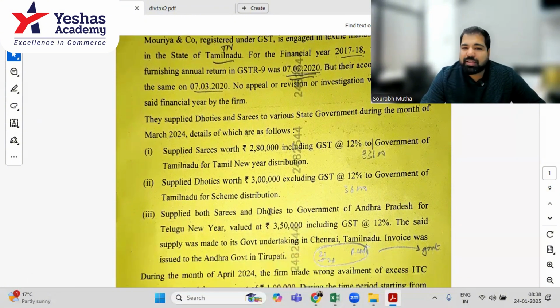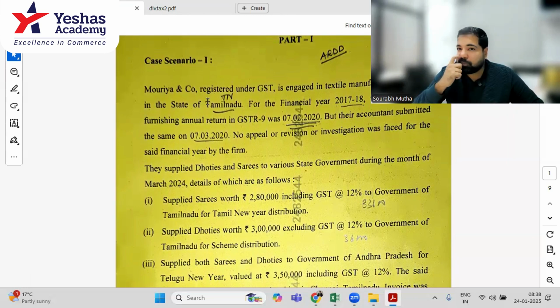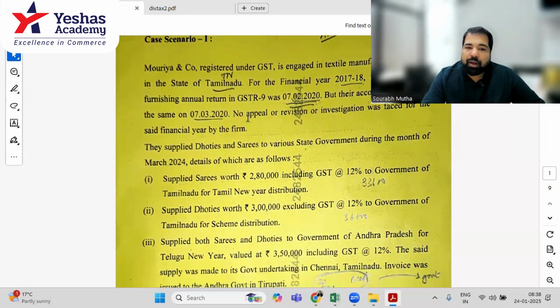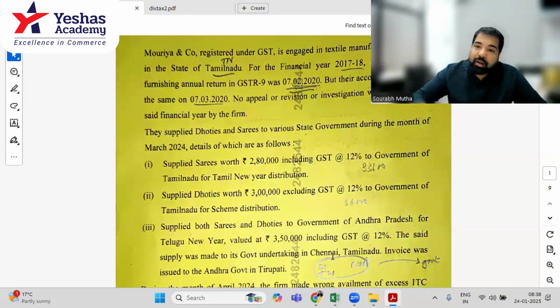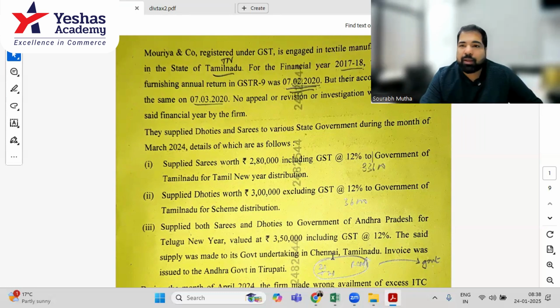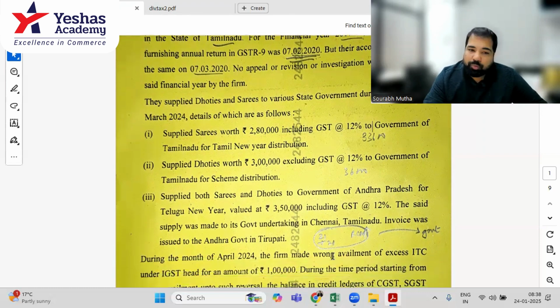And he supplied both saris and dhotis to the government of Andhra Pradesh. So remember, you're in Tamil Nadu, you supply to someone in Andhra Pradesh. That is completely okay because that is IGST. But for Telugu New Year, valued at 3,50,000, including GST at 12%, the said supply was made to a government undertaking in Tamil Nadu. So you're in Tamil Nadu. The place of supply is in Tamil Nadu, but the other person is in Andhra Pradesh. In this case, TDS will not apply. Invoice was issued to the Andhra Pradesh government in Tirupati.